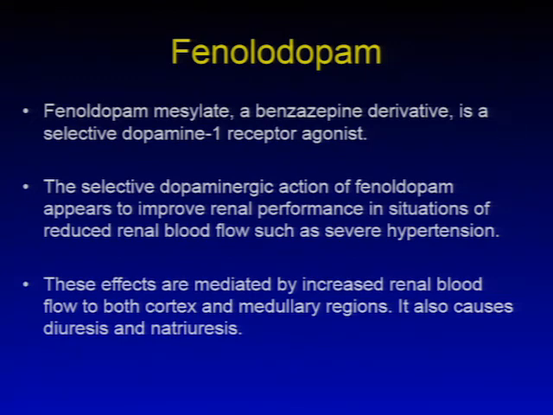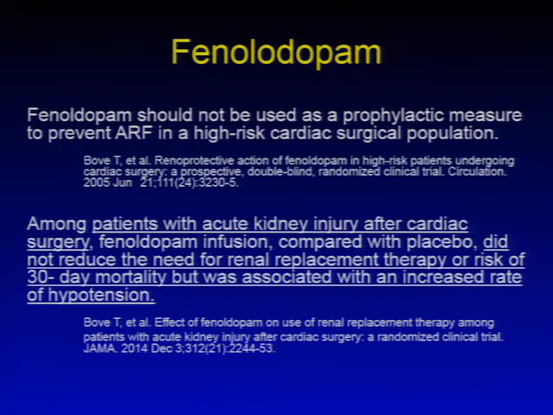Fenoldopam is a selective dopamine 1 receptor agonist. The selective dopaminergic action of fenoldopam appears to improve renal performance in situations of reduced renal blood flow, such as severe hypertension. These effects are mediated by an increase in renal blood flow to both cortex and medullary regions. It also causes diuresis and natriuresis. Fenoldopam should not be used as a prophylactic measure to prevent acute renal failure in the high-risk cardiac surgical population. Among patients with acute kidney injury after cardiac surgery, fenoldopam infusion compared with placebo did not reduce the need for RRT or risk of 30-day mortality and was associated with an increased rate of hypotension.